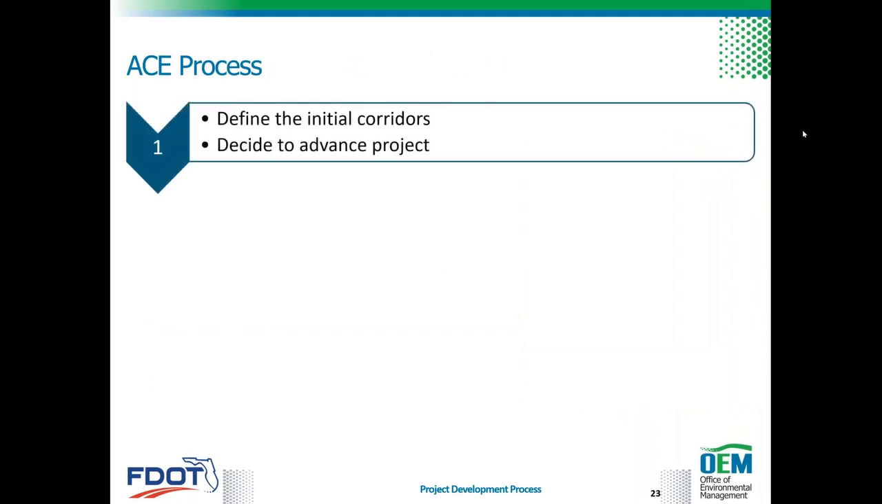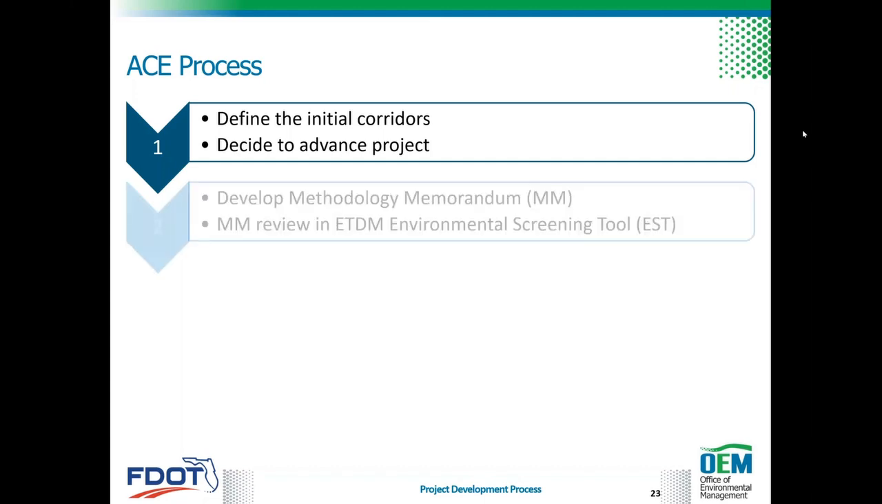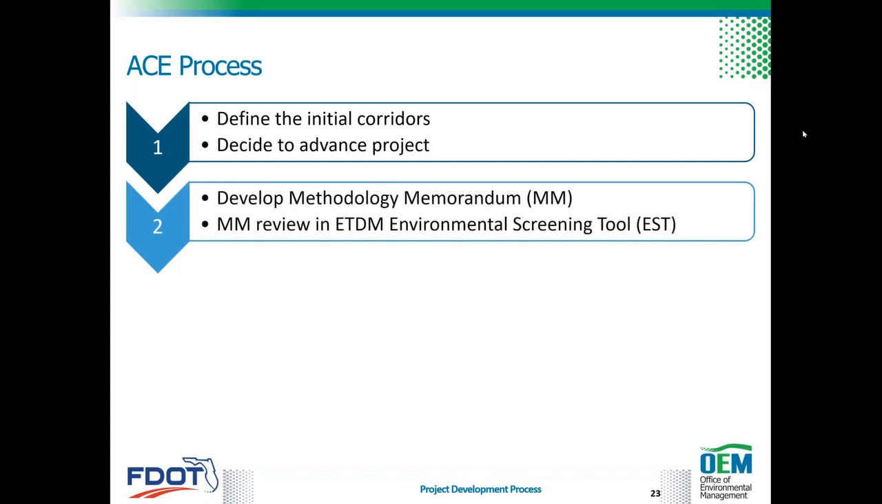Okay, the ACE process identifies and evaluates corridor alternatives using the methodology agreed upon by the project stakeholders. And this is documented in the methodology memorandum, or the MM. The results of the ACE process are documented in the Alternative Corridor Evaluation Report, or ACER.